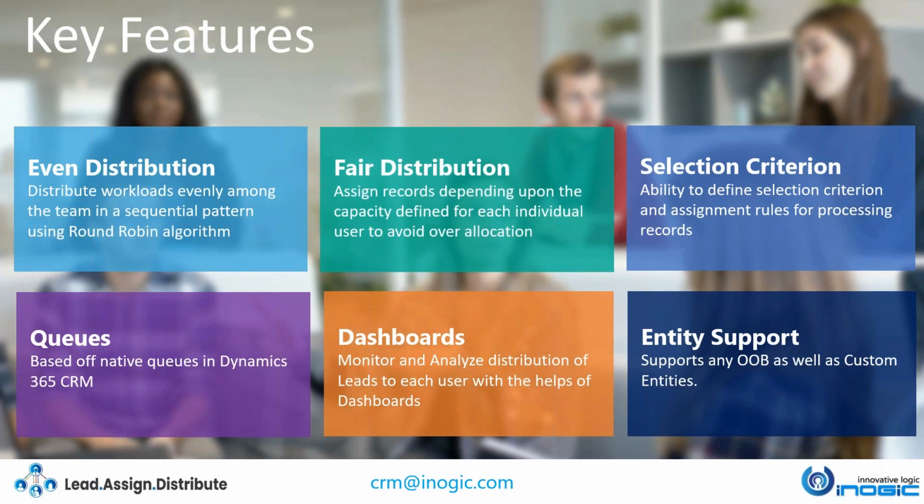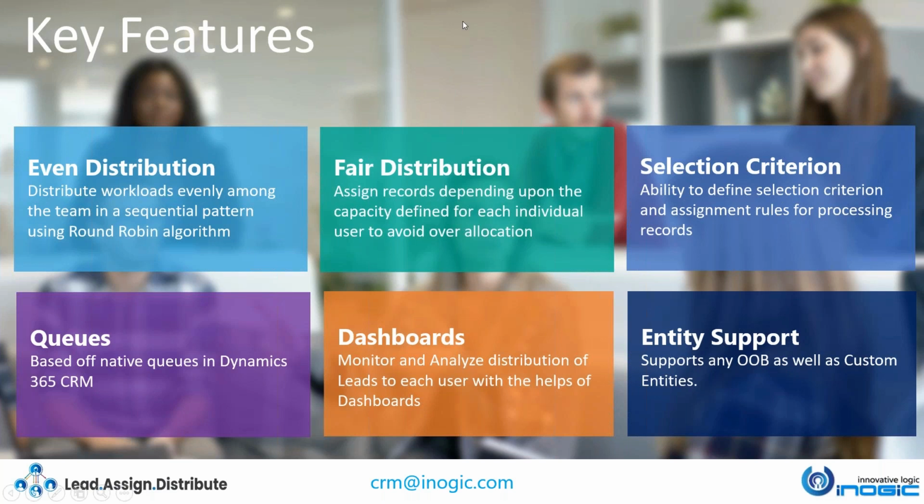Dashboards. All the data that is accumulated by lead assignment and distribution automation is in a report friendly manner. This means that you can create your own Power BI dashboard, or you can also create CRM charts and dashboards to visualize the data. Last but definitely not the least is the entity support. One of the best features of lead assignment and distribution automation is that it not only supports the lead entity, but any of the out of the box entities as well as custom entities.